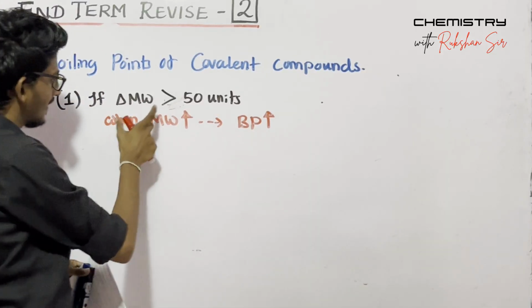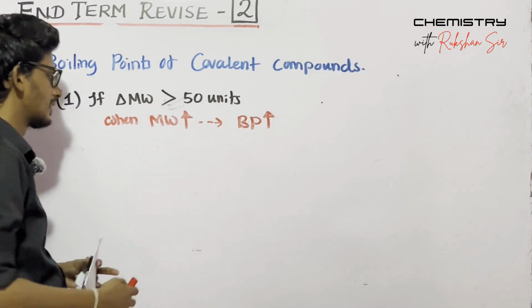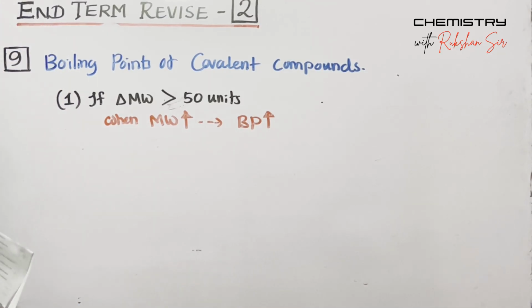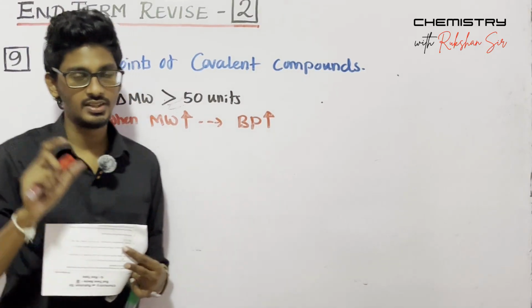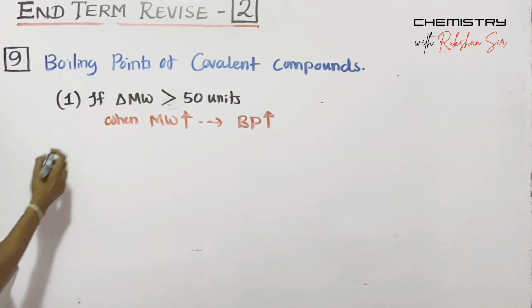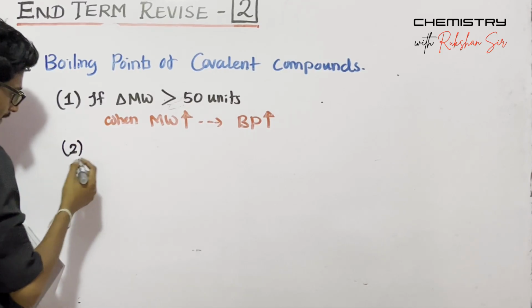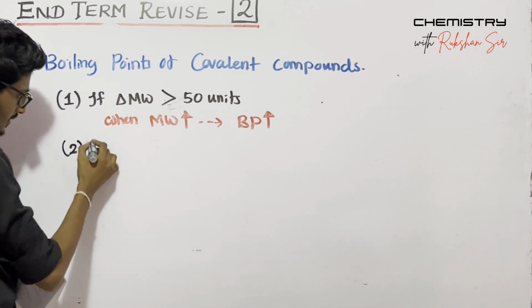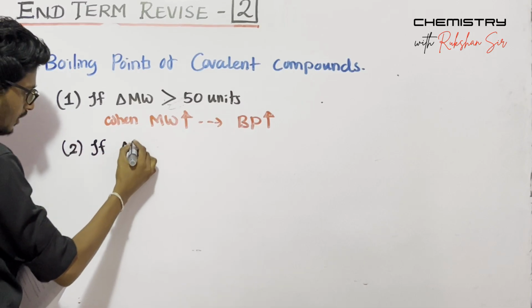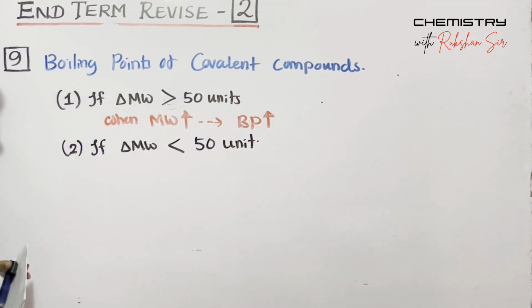So if the molecular weight difference is greater than 50 units, definitely the one with the greater molecular weight has the greater boiling point. But that is not the case here, because HCl and HF do not have such a great molecular weight difference. So we have to consider the second method to compare the boiling points of these two. The second part happens when the molecular weight difference is less than 50 units. HCl and HF come under that category.